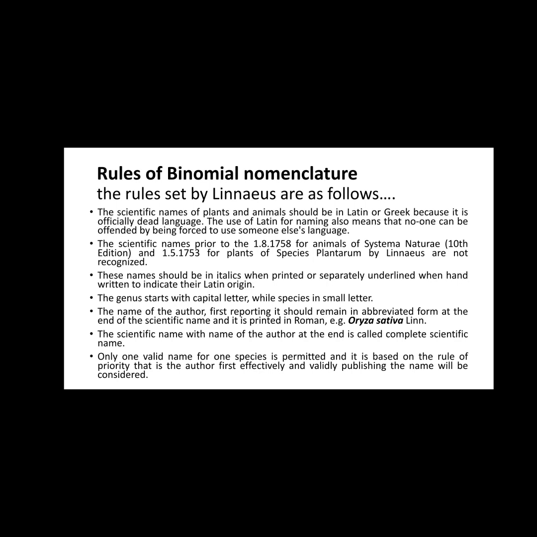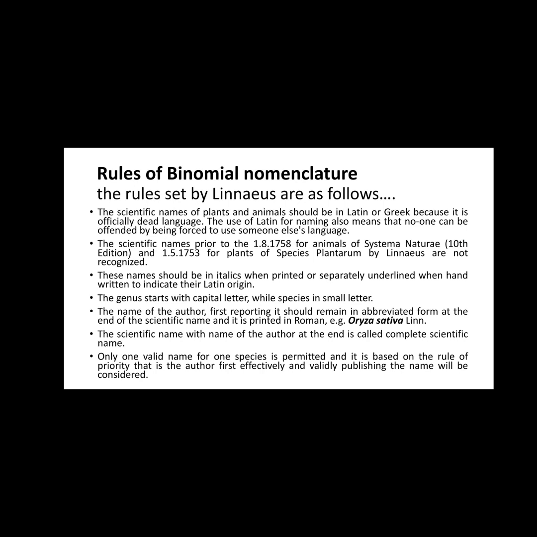Then the scientific names prior to 1st August 1758 for animals of Systema Naturae and 1st May 1753 for plants of Species Plantarum by Linnaeus are not recognized. These names should be in italics when in printed form, but when you write those names on your copy, they should be underlined separately. Genus and species should be underlined separately. Then the genus starts with a capital letter and the species with a small letter. The genus name comes first, which is followed by the species name.